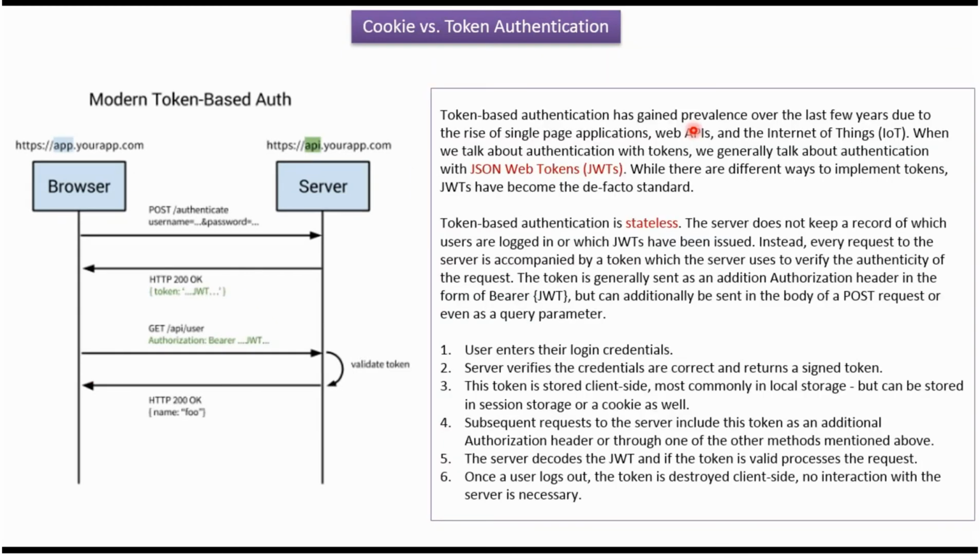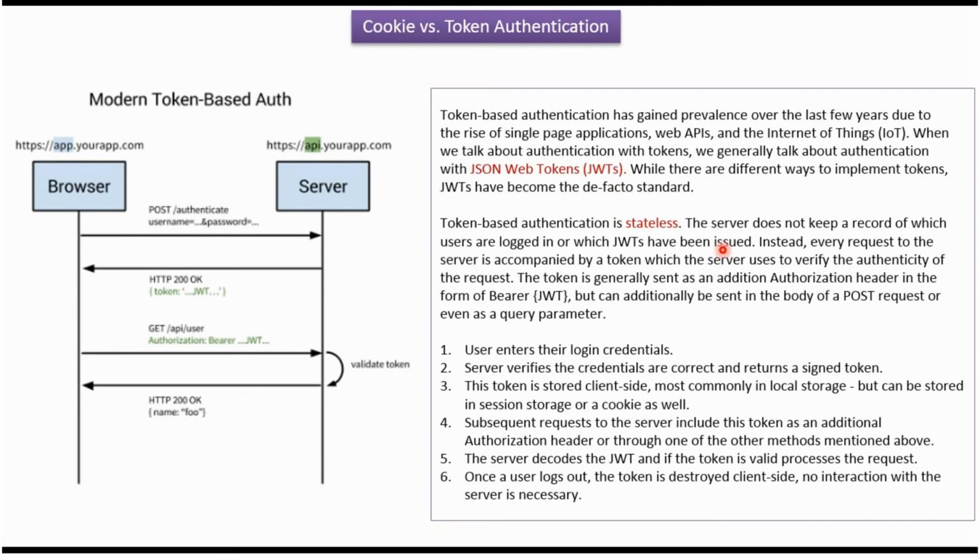Token-based authentication has gained prevalence over the last few years due to the rise of single-page applications, web APIs, and the Internet of Things. When we talk about authentication with tokens, we generally talk about authentication with JSON Web Tokens, which is called JWT. There are different ways to implement tokens, but JWT has become the default standard.